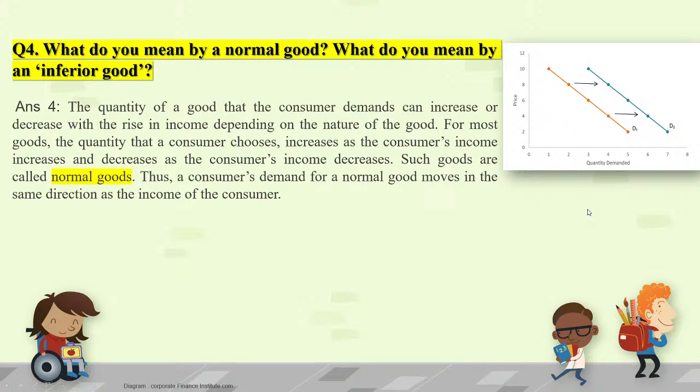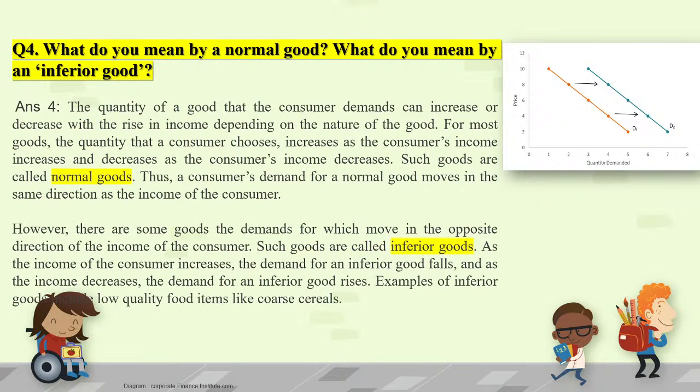The second case is of inferior good. Here the situation is a little different, because there are some goods the demand for which moves in the opposite direction to that of the income. Even if we want to show the direct relationship, we can take income on the vertical axis also, showing that when income is increasing, quantity demanded is also increasing.